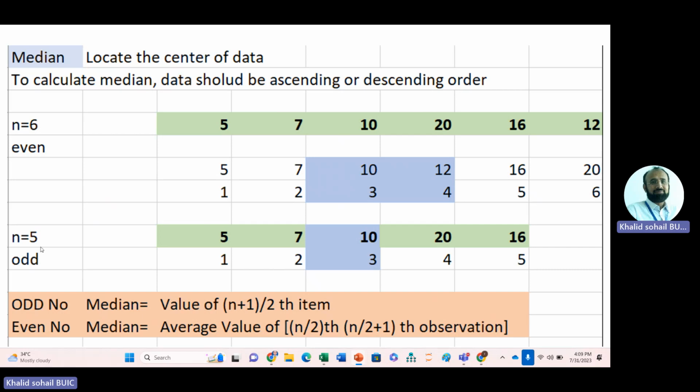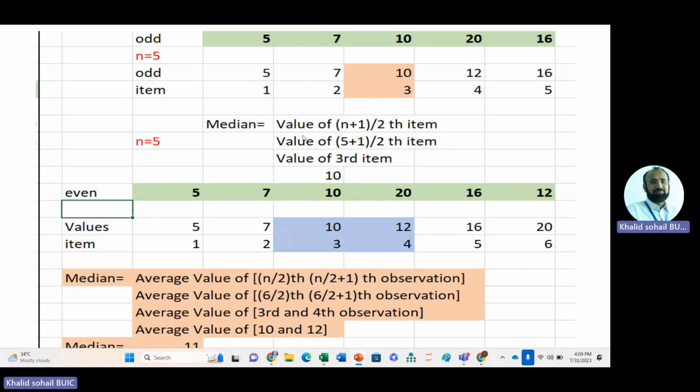Now for odd, we will use this formula. For odd, n equals 5, so we will put 5 here. 5 plus 1 is 6, divided by 2, the third item. So we have this data, the number of observations is odd, and the third position is your median, that is 10.